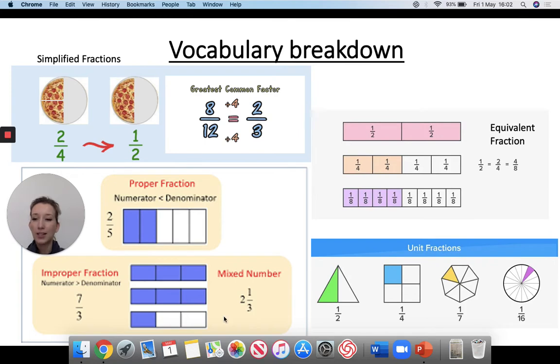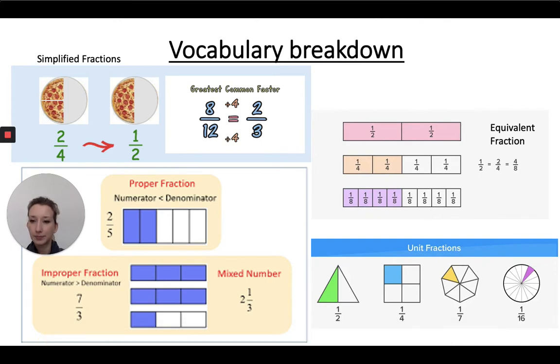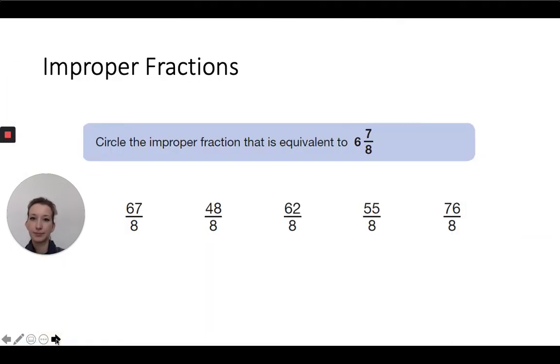Okay, right, let's move on to this SATs question and see what you think. Here we have improper fractions. Circle the improper fraction equivalent to 6 and 7/8. So just pause for a moment, and either you can draw it or use your times tables. See if you can convert 6 and 7/8 and decide which one of these improper fractions it's equivalent to.